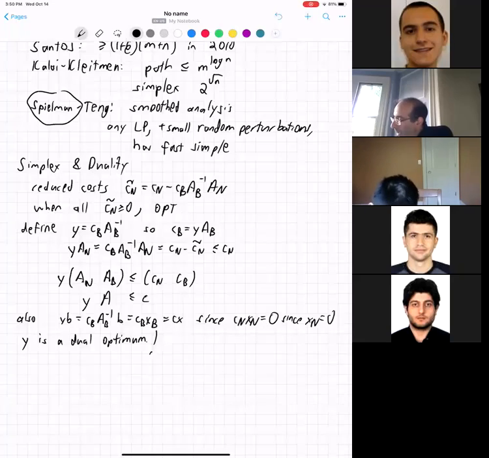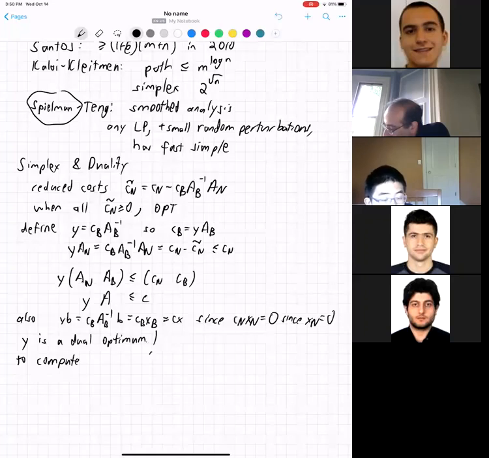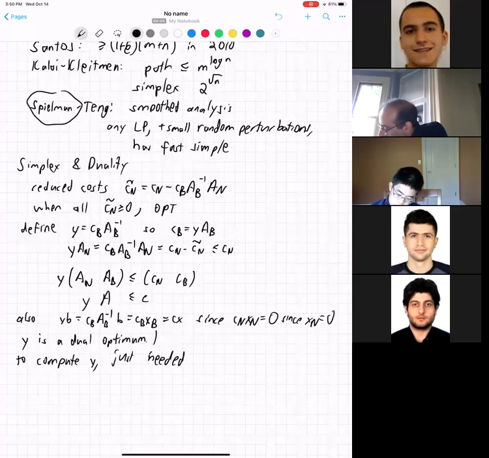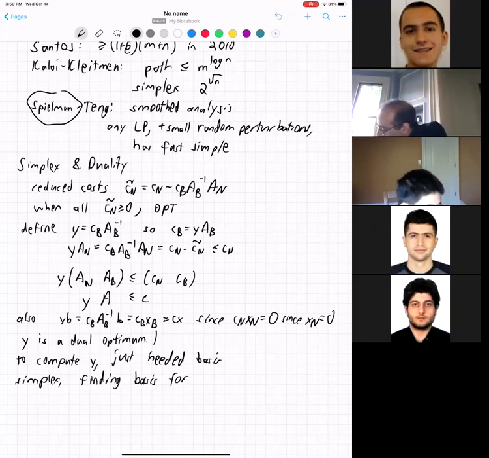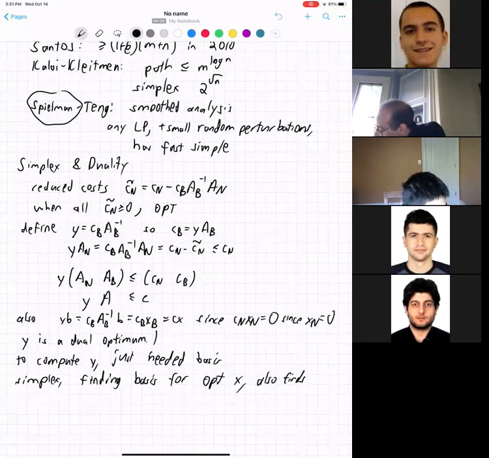Okay. And you'll notice all I needed to compute y was the basis. Right? I just needed the basis. So simplex, which is finding the basis for the optimum x, also finds the optimum y at the same time. Okay, they both are revealed by finding the correct basis.